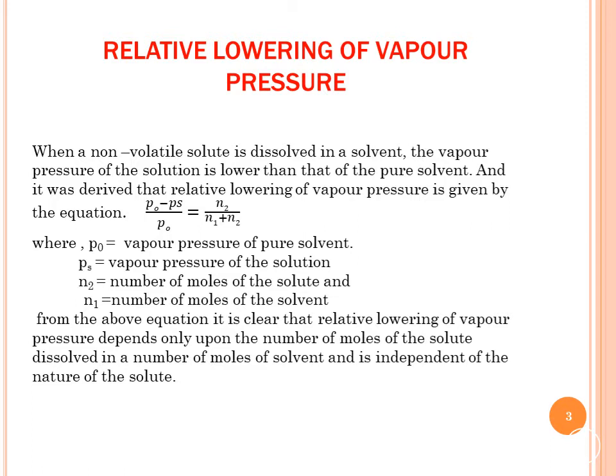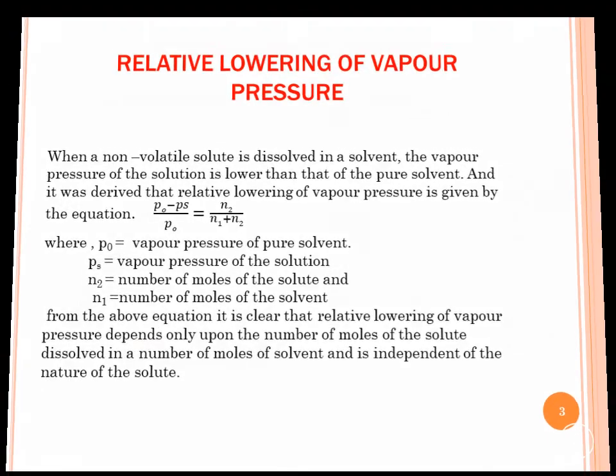Here it is (P0 minus Ps) upon P0, which is equal to n2 by (n1 plus n2), where P0 is the vapor pressure of the pure solvent and Ps is the vapor pressure of the solution, and n1 and n2 are the number of moles of solvent and solute. It is clear from this equation that it depends on the number of moles of solute and solvent particles, and it doesn't depend on the nature of the solute added. So it is also a colligative property. This equation is very important for your numericals. While solving numericals, you have to use this equation in the case of lowering of vapor pressure.